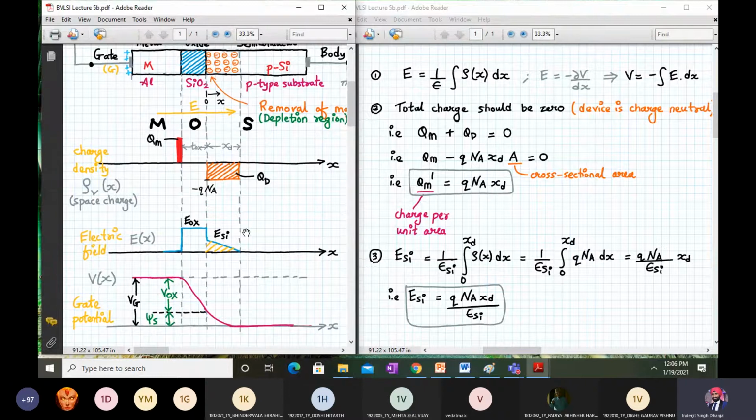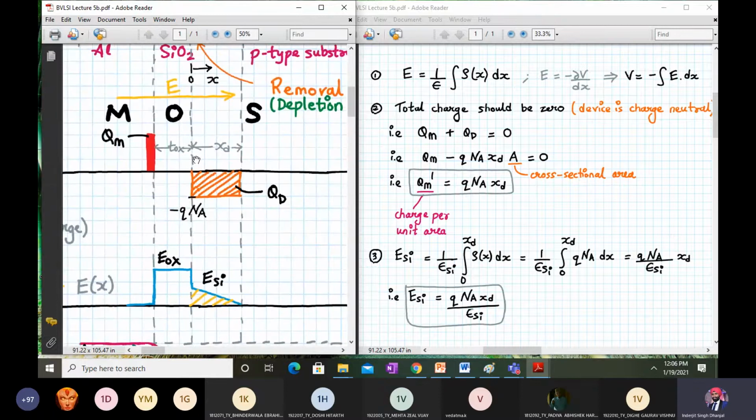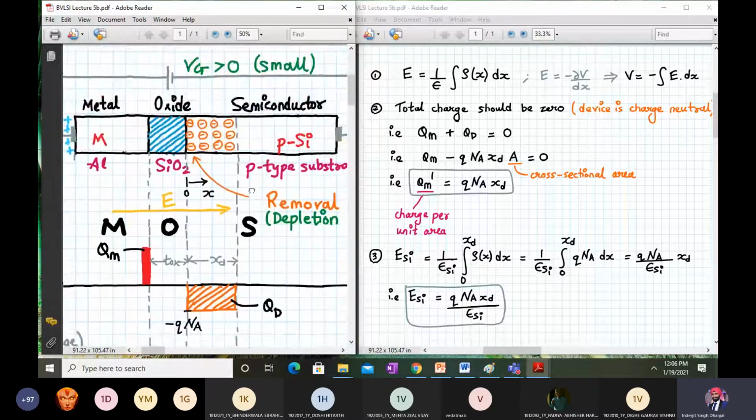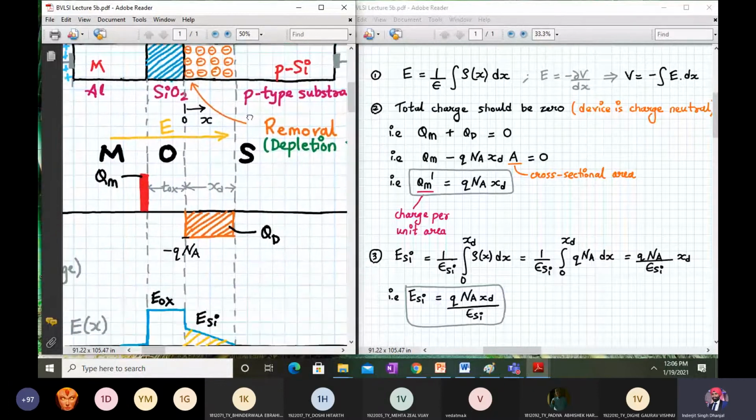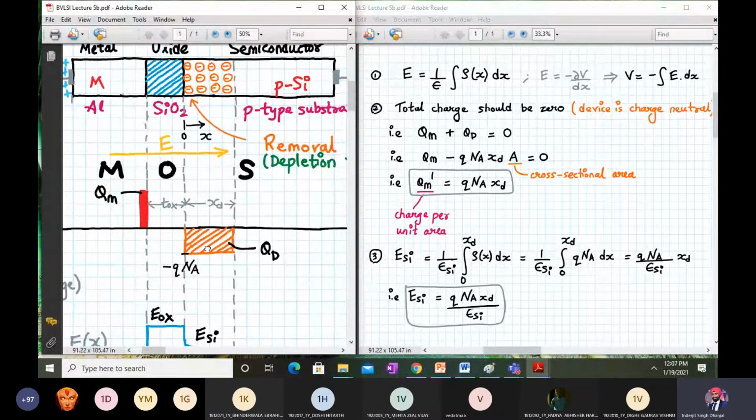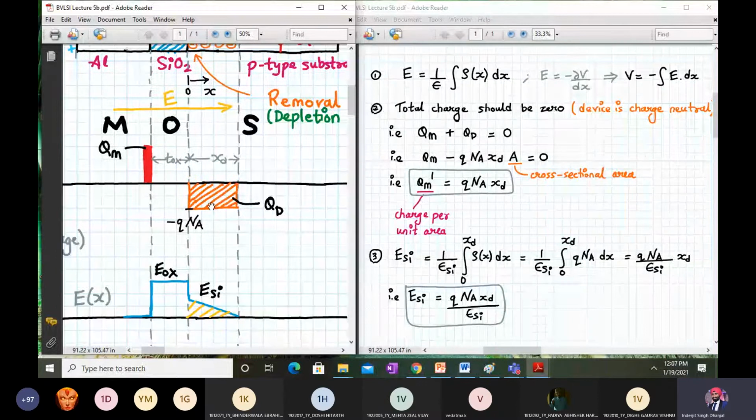Now listen very carefully. What is Qd from this diagram? It is nothing but a rectangle, right? So length into breadth. The length over here is XD. The height will be minus q into Na. The depletion region of the p silicon is made up of acceptor ions, so it is Na, only that they have become immobile acceptor ions now. Because it is a negative charge, it will be minus of q into Na.